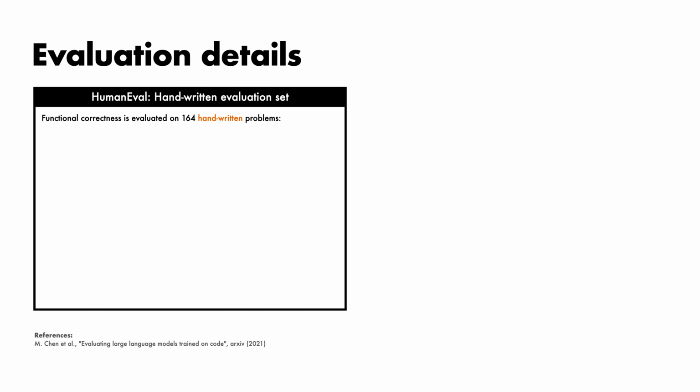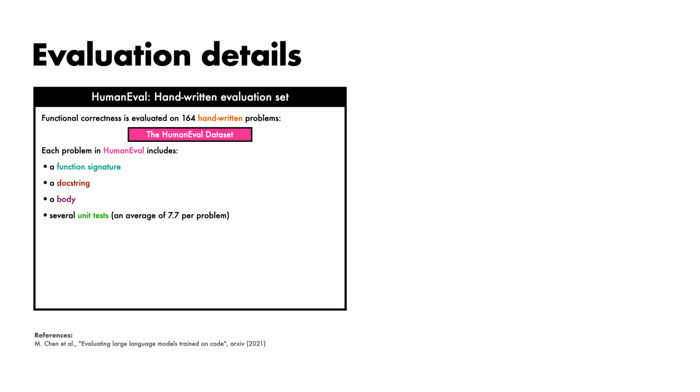The functional correctness of generated solutions is evaluated on a set of 164 handwritten coding problems, which collectively form the HumanEval dataset. Each problem in HumanEval includes a function signature, a docstring, a body, and several unit tests, with 7.7 unit tests per problem on average. The use of handwritten problems is a key part of the HumanEval dataset, because the models are trained on large portions of GitHub, where it is possible to find solutions to many programming problems.